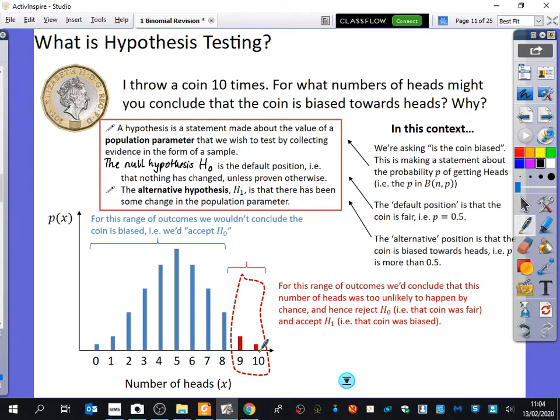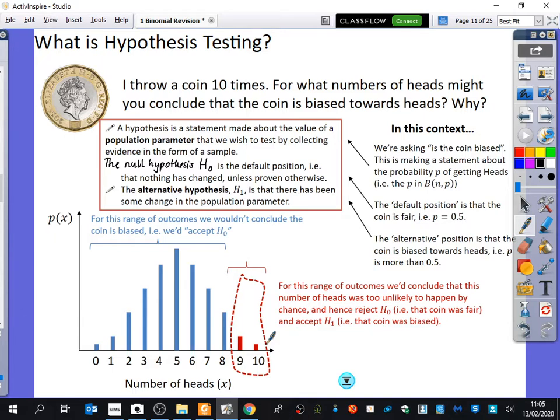So I've said here, for this range of outcomes, we would conclude that this number of heads, 9 or 10, was too unlikely to happen by chance, and hence we would reject the null hypothesis, which is saying that it's fair, and instead we would accept that the coin was biased towards heads, and it depends on what probability that is. So if this region down here adds up to a percentage that is very, very small, that makes us think that is so rare that instead of it being chance, maybe the probability is not 50-50 for this coin and that something has changed.